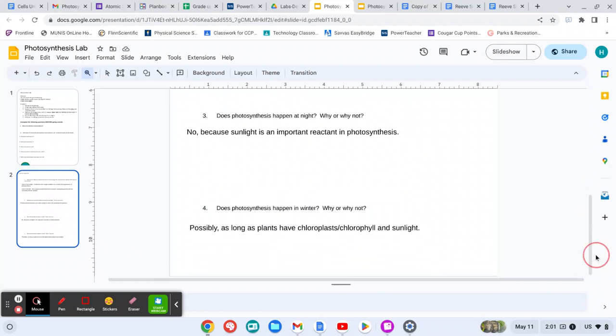And the last question, does photosynthesis happen in winter? Why or why not? And the answer is possibly, as long as plants have chloroplasts and chlorophyll and sunlight. So this would happen in wintertime around here with evergreens because they still have green needles where they can take in the sunlight. It does not happen in the trees that shed their leaves because they do not have anything to collect the sunlight with.